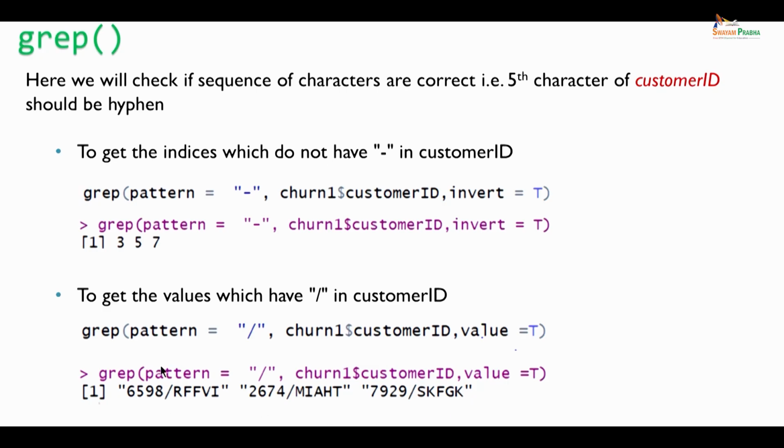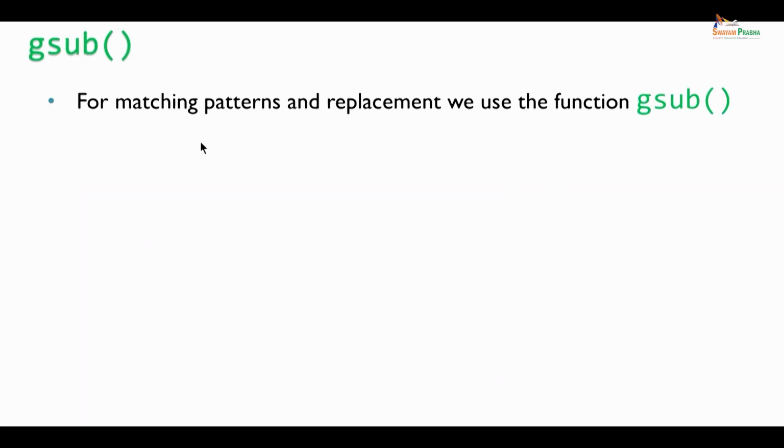This is the value corresponding to the third row, this is the value which corresponds to the fifth row, and this is the value which corresponds to the seventh row. You can see which observations do not satisfy the grep function. So here you can see in the fifth place, instead of hyphen it has forward slash. So now we have got the pattern. We are going to use this pattern to replace our desired value.